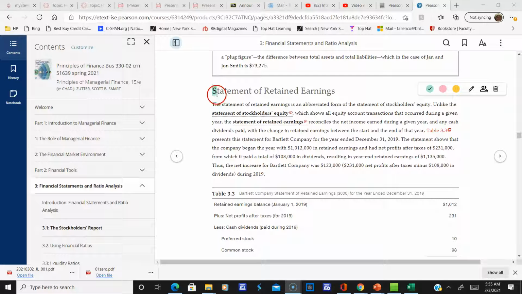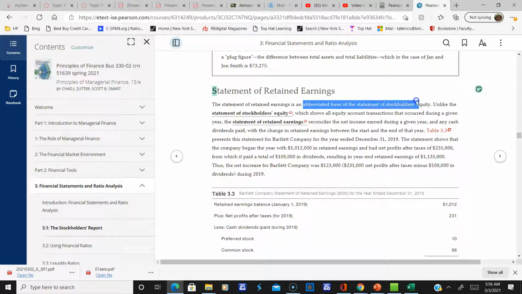So now we pick up here at the statement of retained earnings. And again, this is an abbreviated form of the statement of stockholders' equity. Okay, so a lot of times you won't see this in other textbooks. And all this really is an abbreviated form of the statement of stockholders' equity.